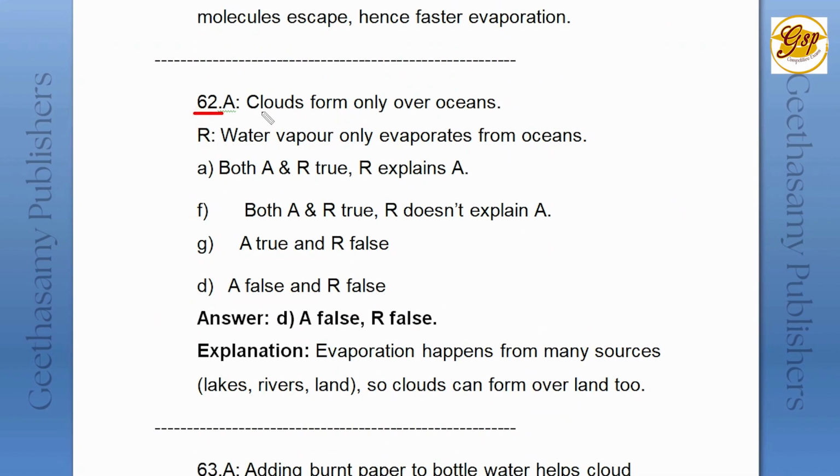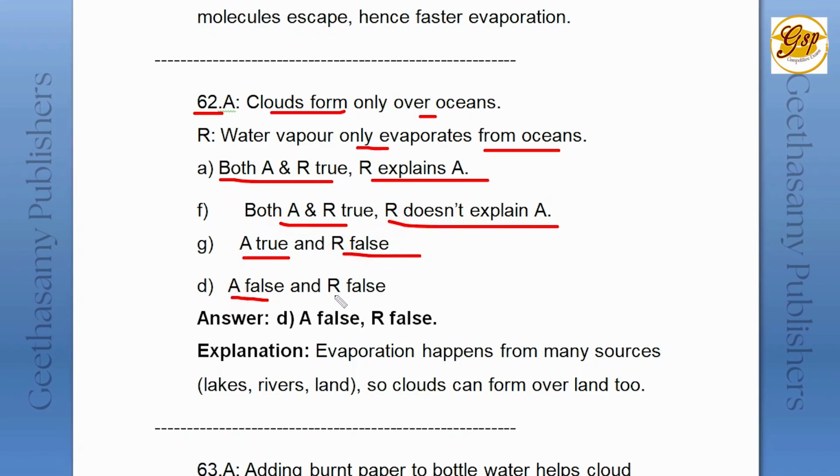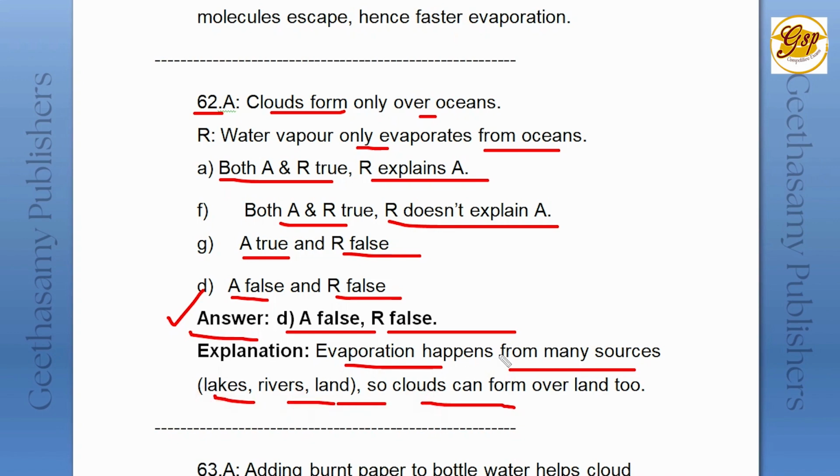62nd question. Assertion: clouds form only over oceans. Reason: water vapor only evaporates in the oceans. The options: both true, R explains A; both true, R doesn't explain A; A true, R false; A false, R true. Truly speaking, A is false and R is true. D is the right answer. Evaporation happens on many surfaces: lakes, rivers, land. Clouds can form over land also.